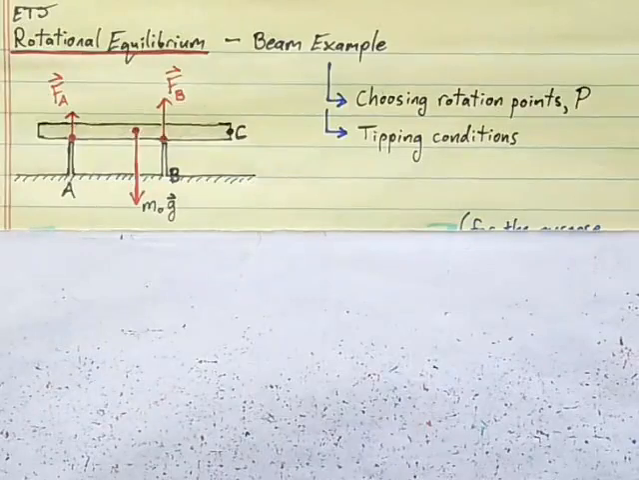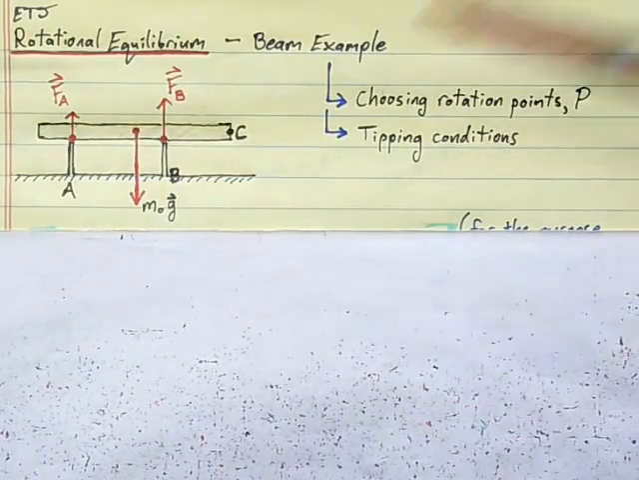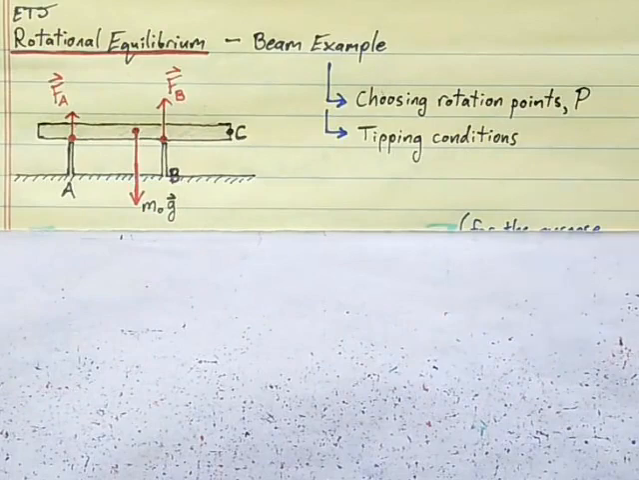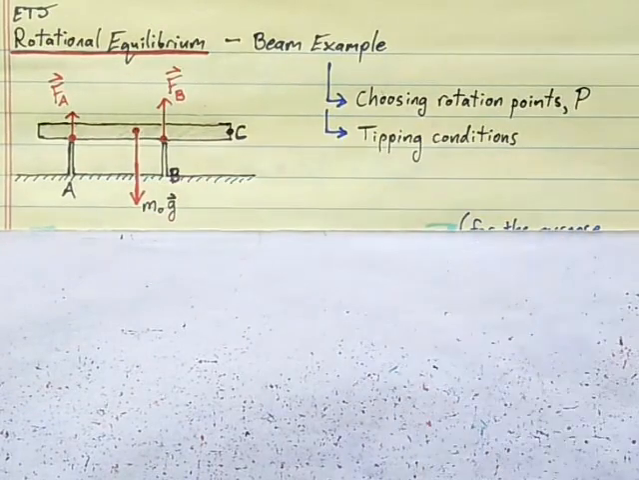To analyze a rigid body that remains at rest in static equilibrium, we'll need to know our options for choosing rotation points, and we'll also need to understand the conditions under which the object will tip and begin to rotate.